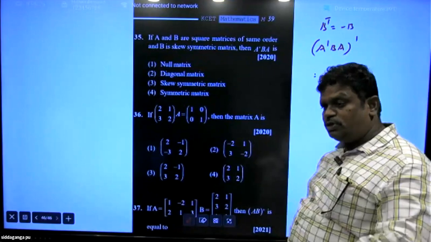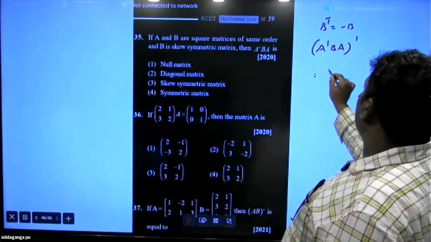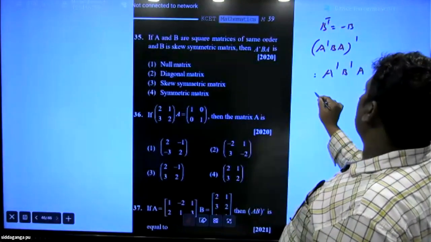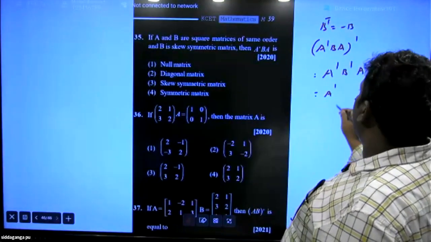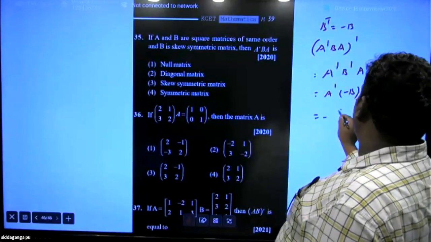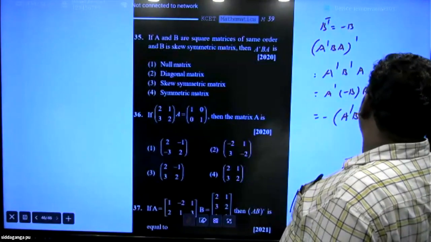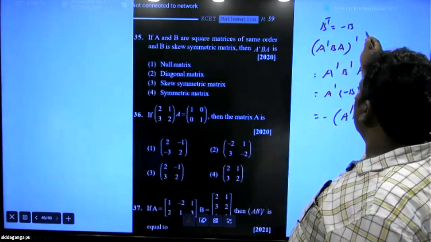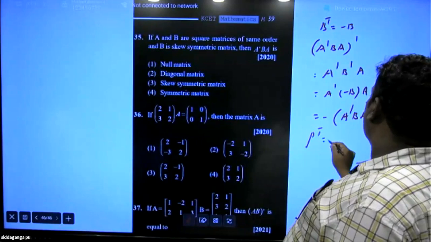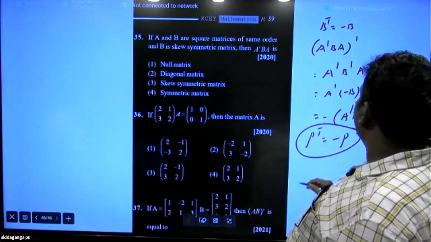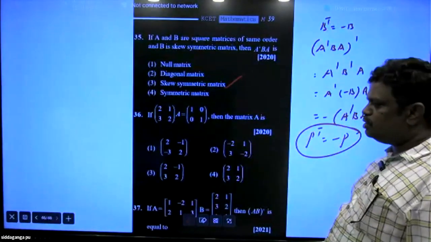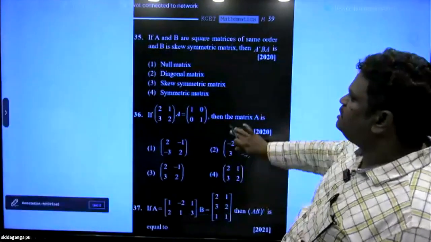Whenever we apply the transpose, we write it in reverse order: A dash, B dash, A dash whole dash means the A value. Now see here, A dash A only, and B dash is equal to minus B, which is given, into A. Finally we write minus A dash B A. Now (A dash B A) whole dash is equal to A dash B A, the same as given. P dash is equal to minus P, so this is a skew symmetric matrix. Right.